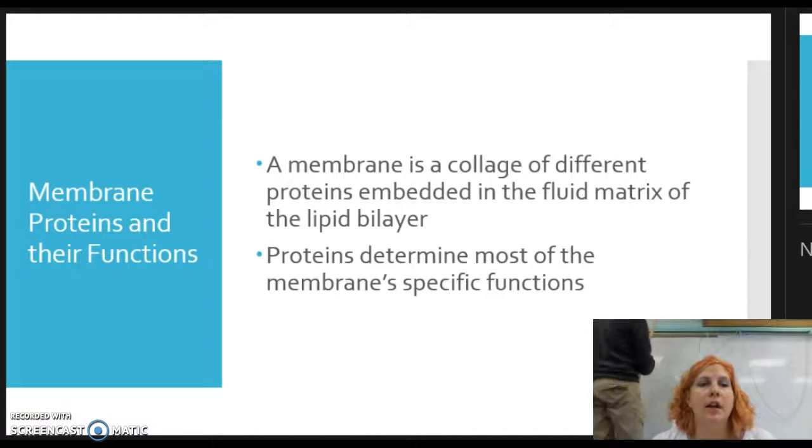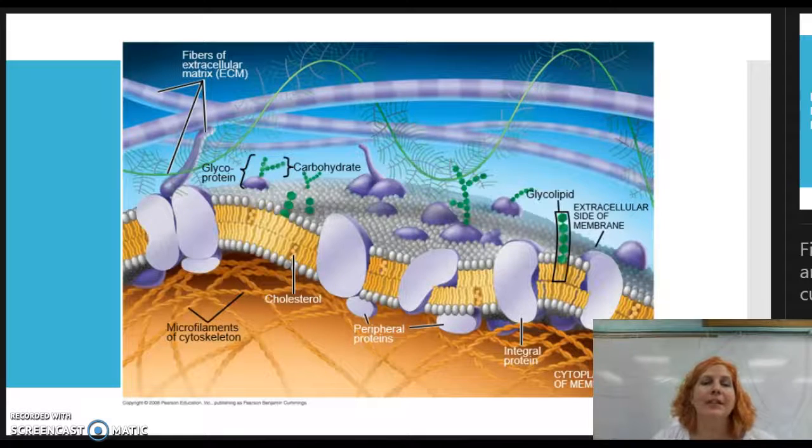Membrane proteins and their functions. A membrane is a collage of different proteins embedded in the fluid matrix of the bilayer. Proteins determine most of the membrane's specific functions. Here is a diagram of the actual membrane and all of the things that are involved in it. And so you can see, we can label the detailed structure of this, for an animal cell's plasma membrane.